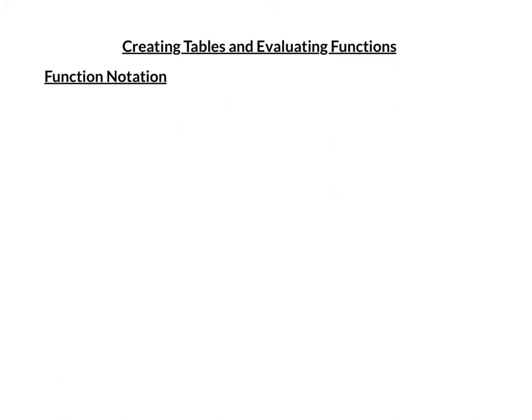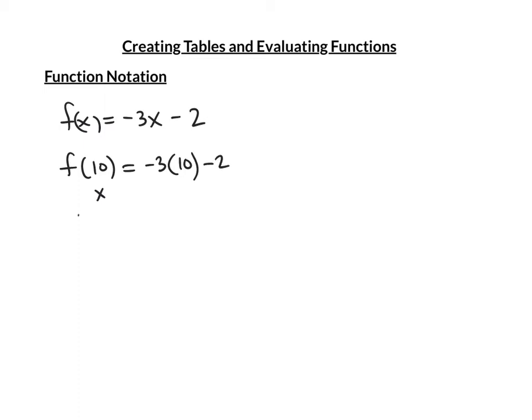Let's look at some examples. F of x equals negative 3x minus 2. Let's find f of 10. That's my x. So I'm going to replace x with 10. It's negative 3 times 10 minus 2. So f of 10 ends up being negative 32.